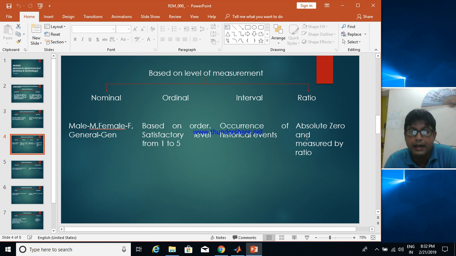Another is the ratio scale. If you are measuring the variable on a ratio scale, the variable is called a ratio variable. It has one absolute zero and is measured by ratio. There should be an absolute value, less than which is not possible, like, say, Kelvin. This kind of variable is called a ratio variable.